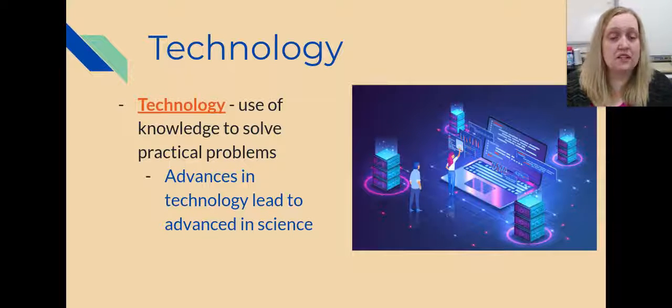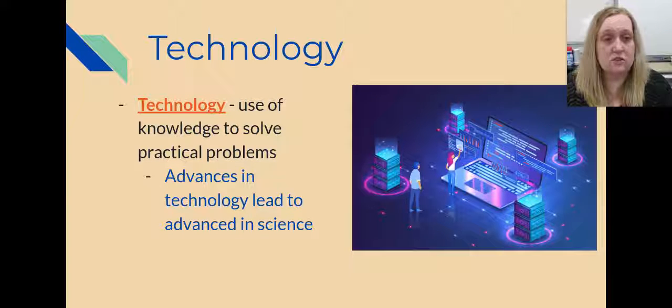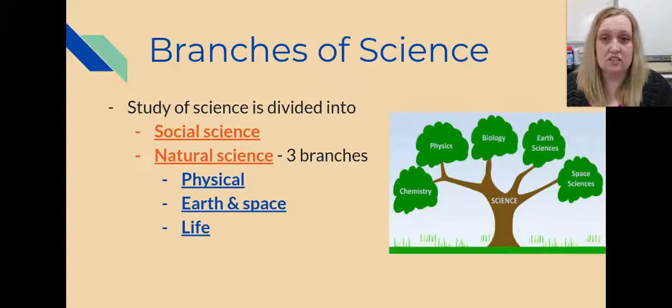Technology also is related to science. Technology is the use of knowledge to solve practical problems. Advances in technology often lead to advances in science. So the more technology that we've had throughout the last 100 years has led to a lot of advancements in science that wouldn't have been able to happen without those new technologies.